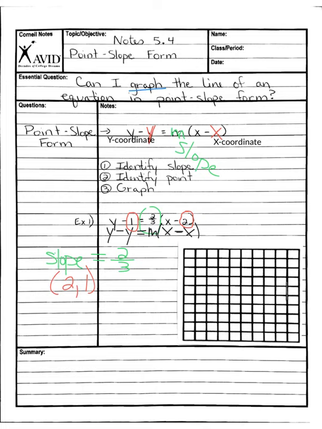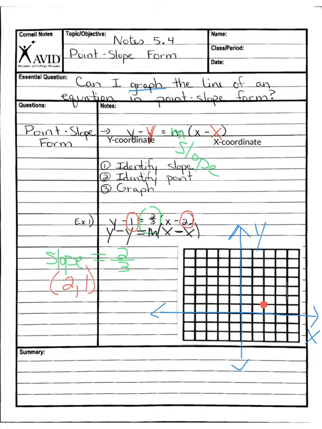I'm going to go ahead and get my y-axis up here. We'll go ahead and get an x-axis drawn. And so to graph this, let's start with that point. Okay, we're going to start with that point. So I'm going to go over 2, up 1. Over on the x 2, up 1 on the y.